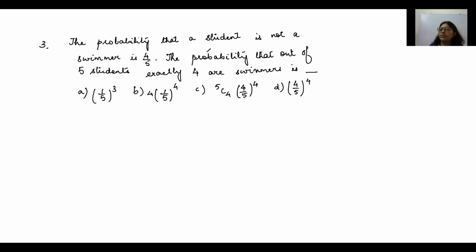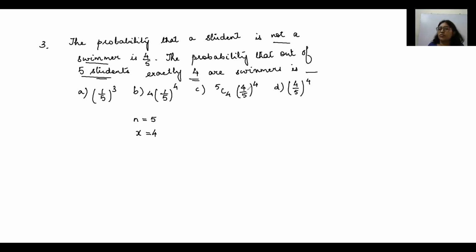Now it is the probability that a student is not a swimmer, and the probability that out of 5 students, that means we are going to look for whether each one of the 5 students is a swimmer or not a swimmer. So we have 2 outcomes and we are going to take 5 trials, so N is 5, and we want 4 swimmers. That means our success should be 4 times, that is X. 4 swimmers should be there.